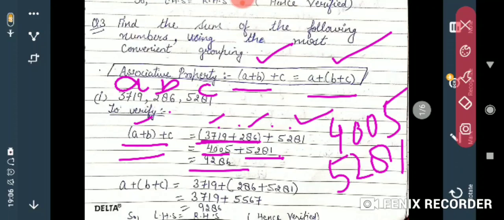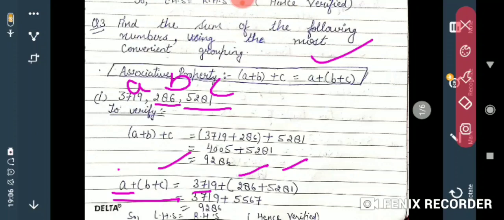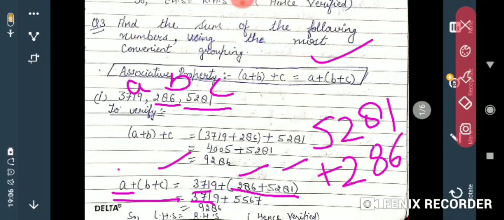So when you will add 4005 and 5281, what you will get? 9286. Now next, what we will verify? RHS. In RHS, we will keep this A aside and B plus C we will put in bracket. So here the value of A is 3719 plus we will add the value of B 286 plus the value of C 5281. So 3719 will be as it is. Now as these two numbers are in bracket, we will add these numbers, 5281 plus 286. What we will get? 5567. And when we will add these both numbers, what we will get?